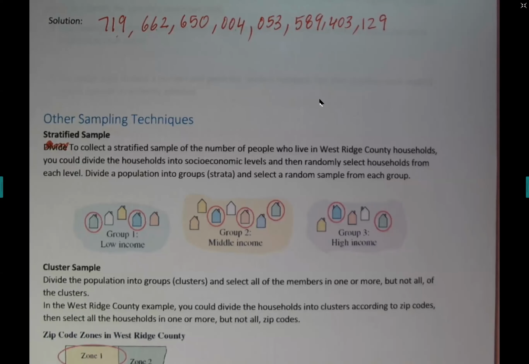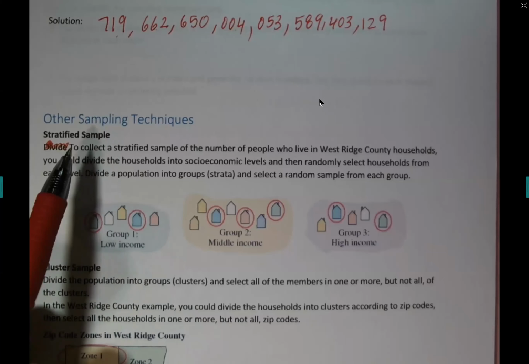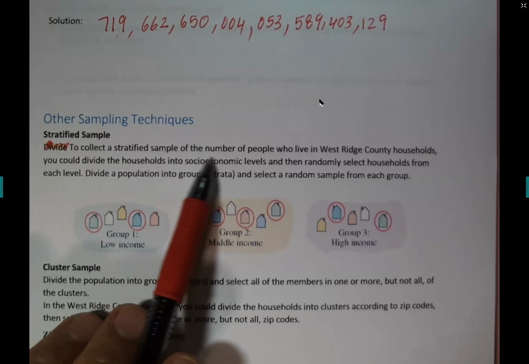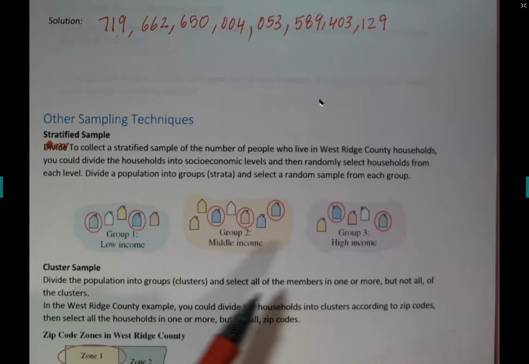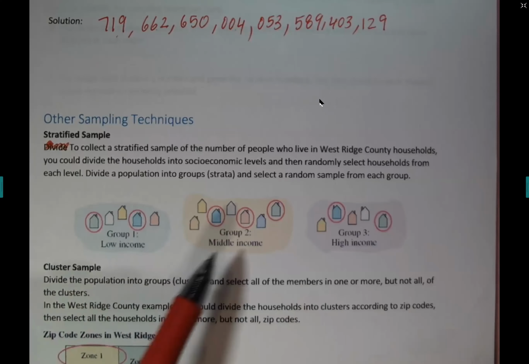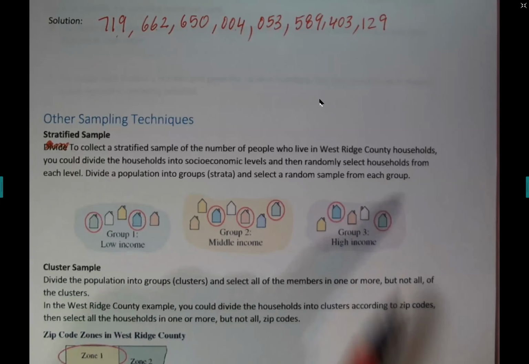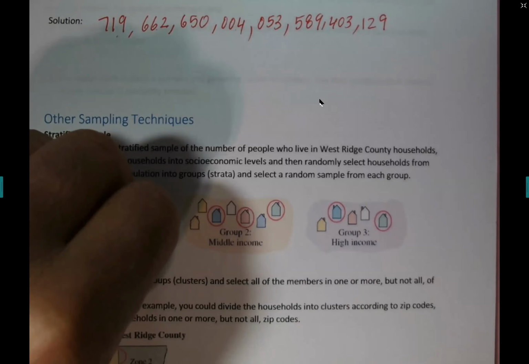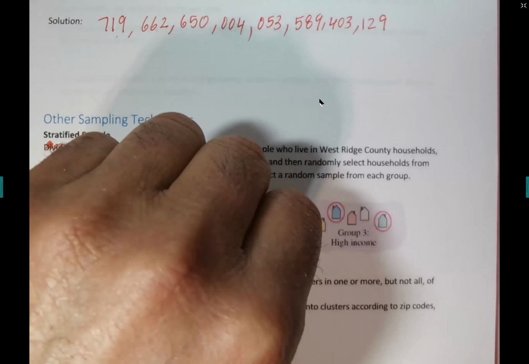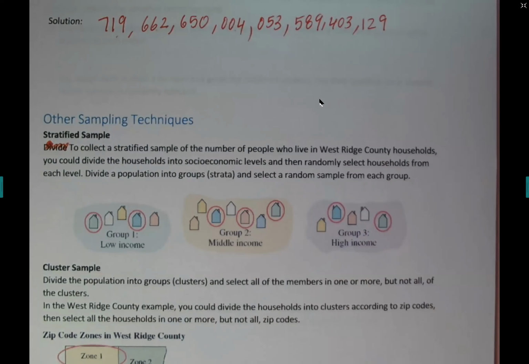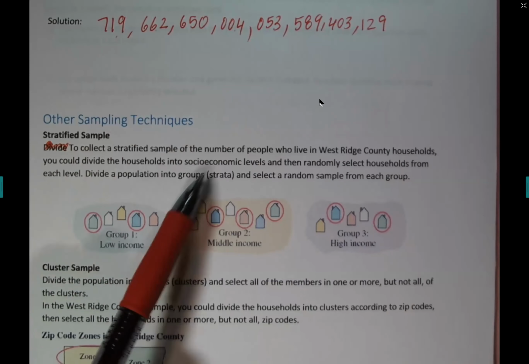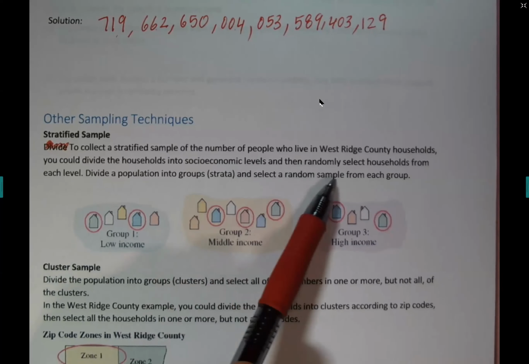That's what stratified is. And the example says here, to get a stratified sample of the number of people who live in Westridge County households, you can split up the counties into 3 categories: low-income people, middle-income people, and high-income people. You go to the low income and you select a few from there. You go to the middle income, you select a few. You go to the high income, you select a few. All people who are selected, you put them together, and that will make a stratified sample. So divide a population into groups. They call them strata, and then select a random sample from each group.